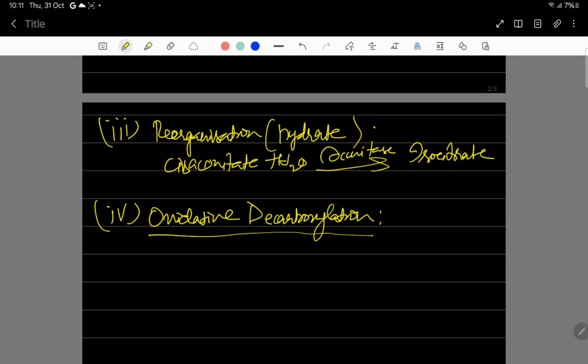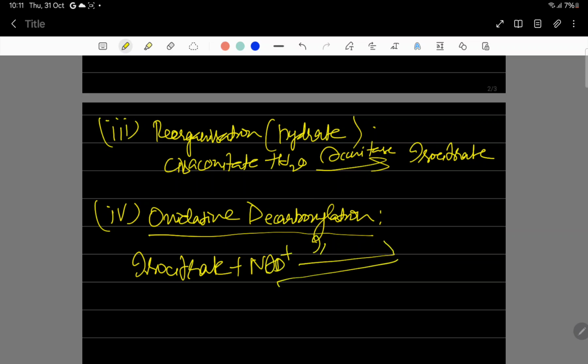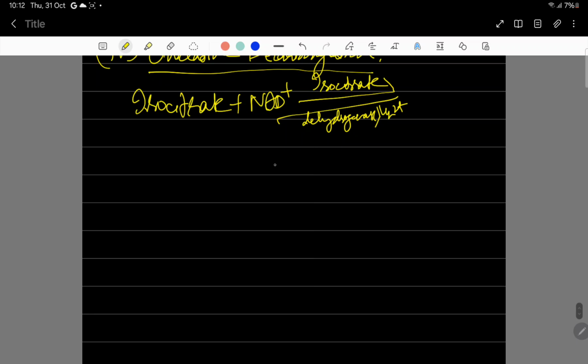So isocitrate plus NAD positive, with isocitrate dehydrogenase in presence of manganese 2 positive, gives you alpha ketoglutarate plus NADH plus CO2 plus H positive.